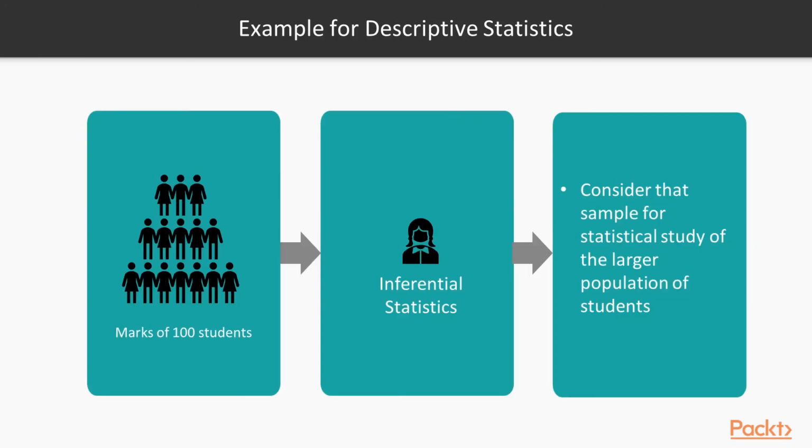Consider the same example of determining the performance of the students in the class. In inferential statistics, you would take a sample of students out of 100 students and measure their marks. This sample would then be considered for statistical study of the larger population of students from which the sample was obtained.